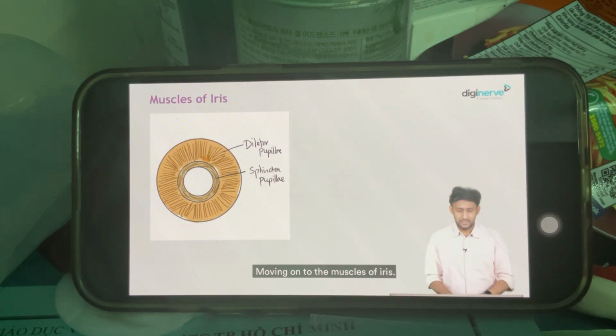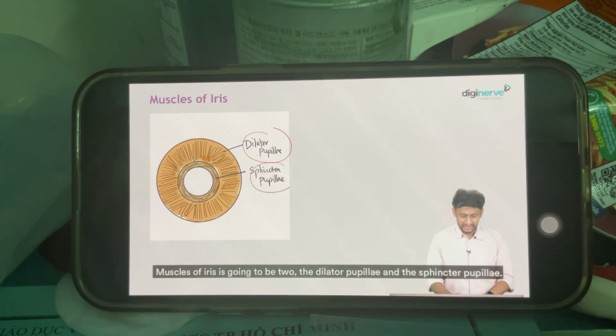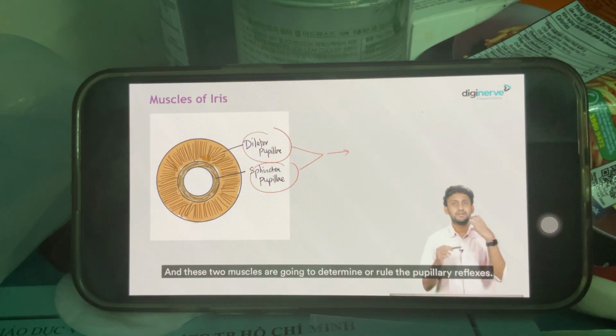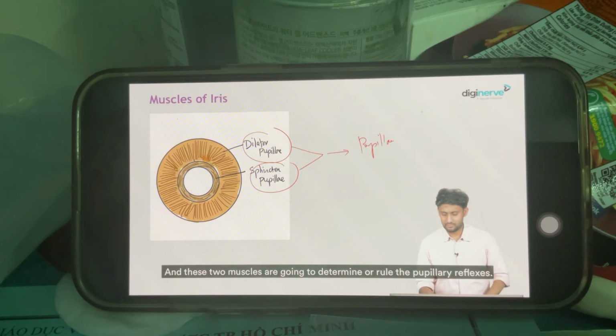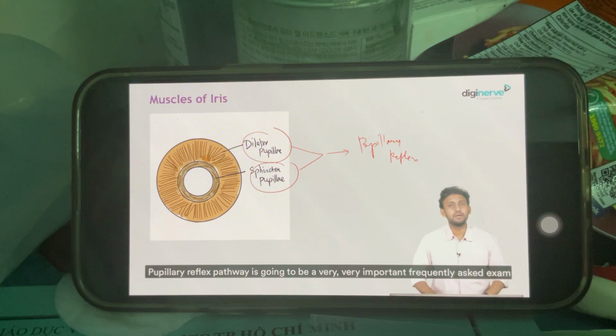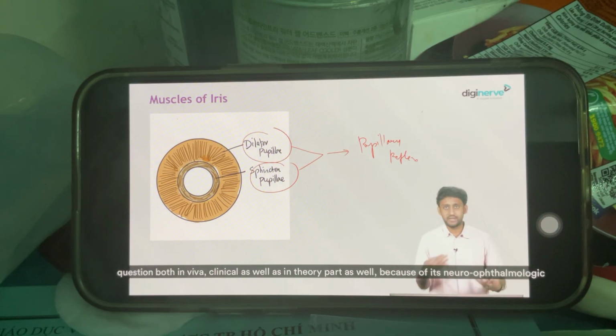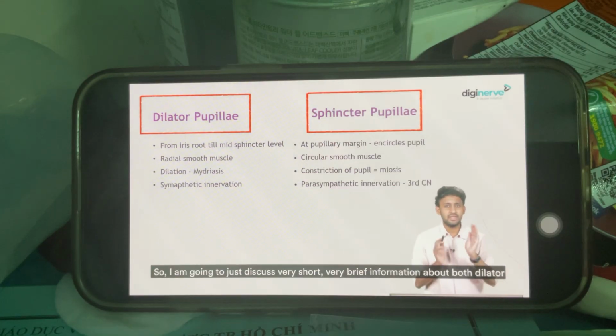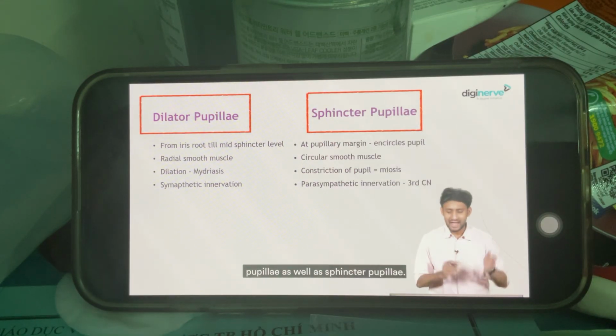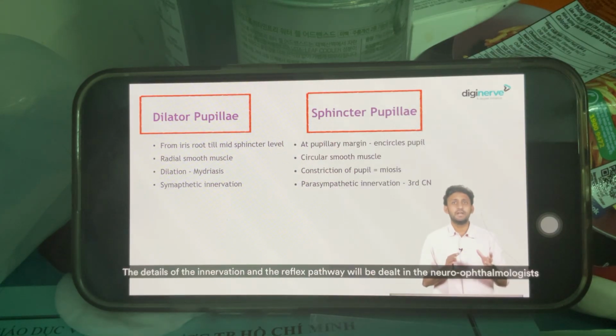Moving on to the muscles of iris. Muscles of iris are going to be two: the dilator pupillae and the sphincter pupillae. And these two muscles are going to determine or rule the pupillary reflexes. Pupillary reflex path is going to be a very, very important, frequently asked exam question, both in viva, clinical, as well as theory part, because of its neuro-ophthalmologic significance. So I'm going to discuss very brief information about both dilator pupillae as well as sphincter pupillae. The details of the innervation and the reflex pathway will be dealt with in the neuro-ophthalmology lectures by a neuro-ophthalmologist.